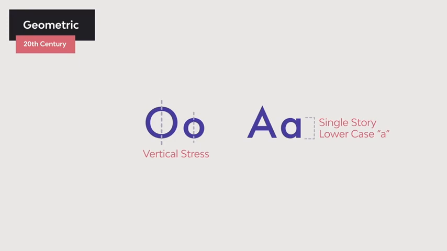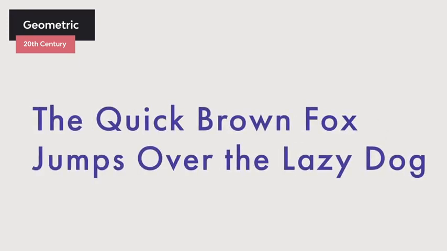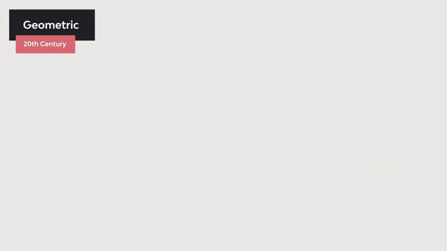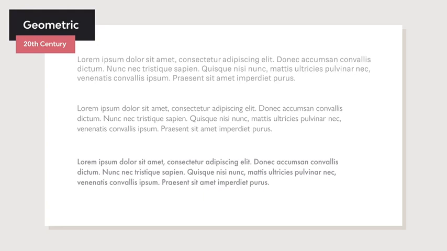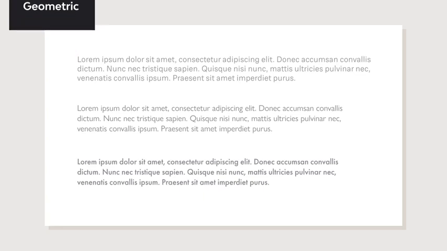Usually feature a single story lowercase a. A great example here is Futura. With the exception of geometric typefaces, sans serifs aim for high legibility at long distances and in body copy.